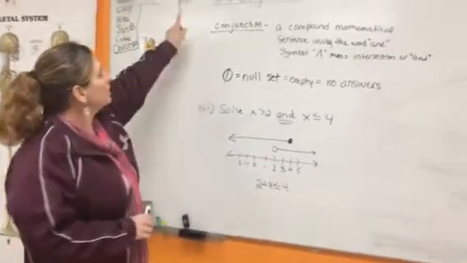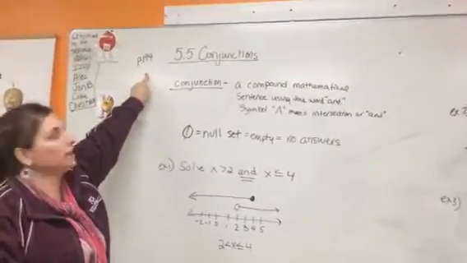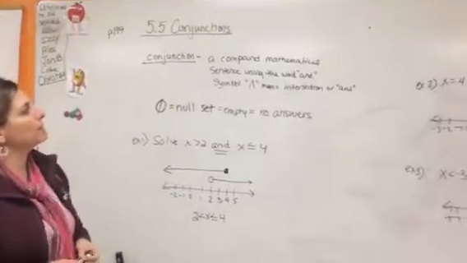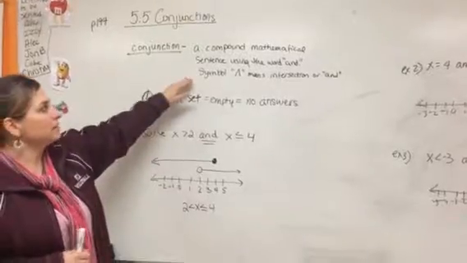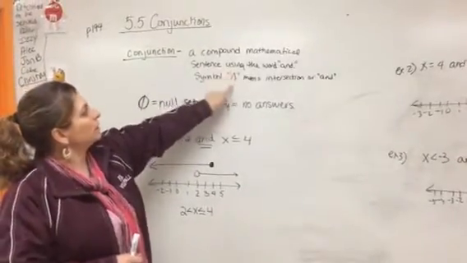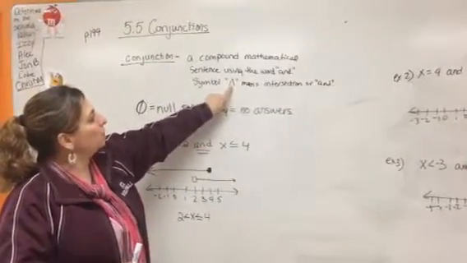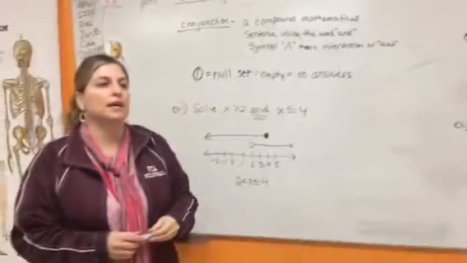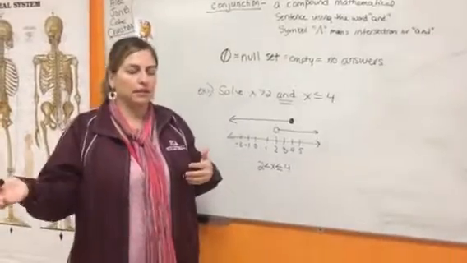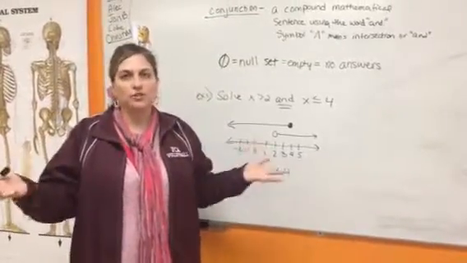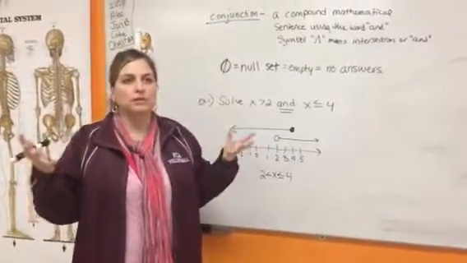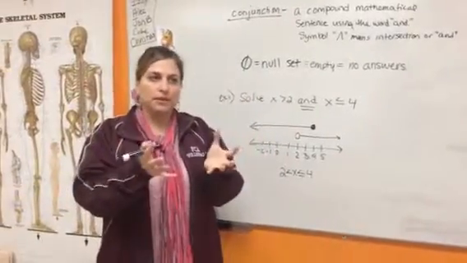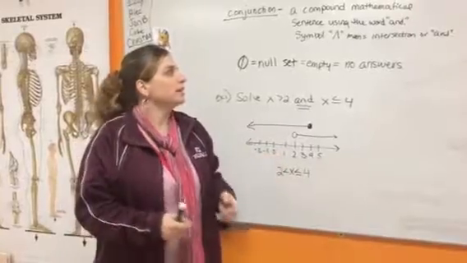Okay, so we're on 5.5, page 194. A conjunction. What is a conjunction? It's a compound mathematical sentence using the word "and" or the symbol of this little triangle without the bottom, which means intersection. So it's basically when you say, I like apples and oranges, I can take apples and oranges and bring them all together, and that's what I like.